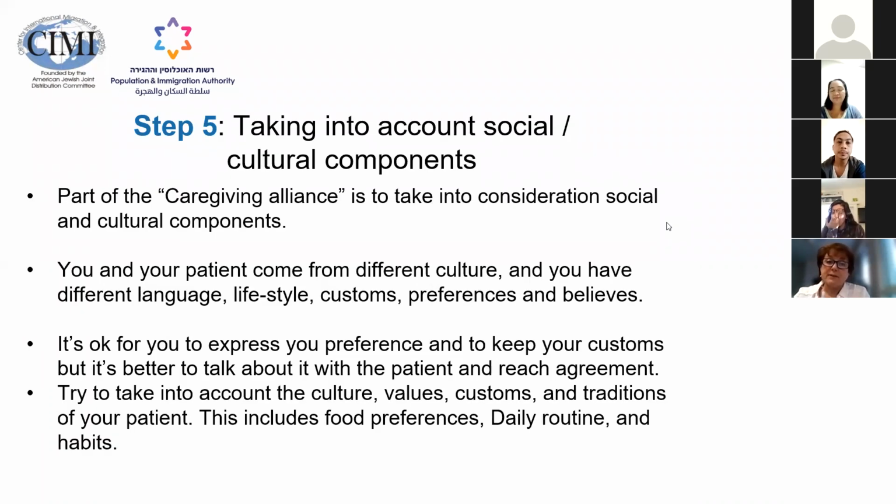Step number 5, taking into account social and cultural components. Part of the Caregiving Alliance is to take into consideration social and cultural components. You and your patient come from different cultures. You have different language, lifestyles, customs, preferences, and beliefs. It's okay if you express your preference and keep your customs, but it's better to talk about it with your patient and to reach an agreement.